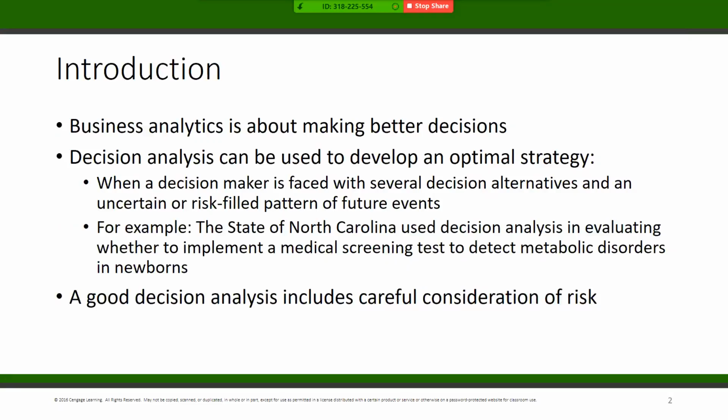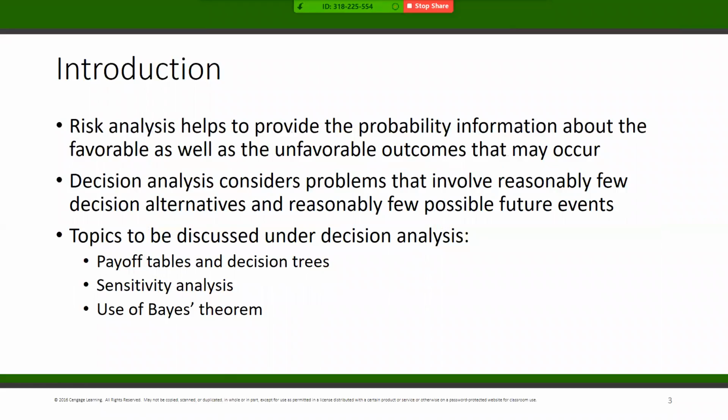For example, the state of North Carolina used decision analysis in evaluating whether to implement a medical screening test to detect metabolic disorders in newborns. Now, a good decision analysis includes careful consideration of the risks. Risk analysis helps us to provide the probability information about the favorable as well as the unfavorable outcomes that may occur. Now, decision analysis considers problems that involve reasonably few decision alternatives and reasonably few possible future events.